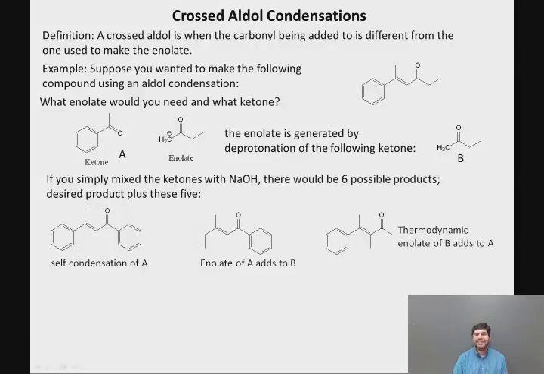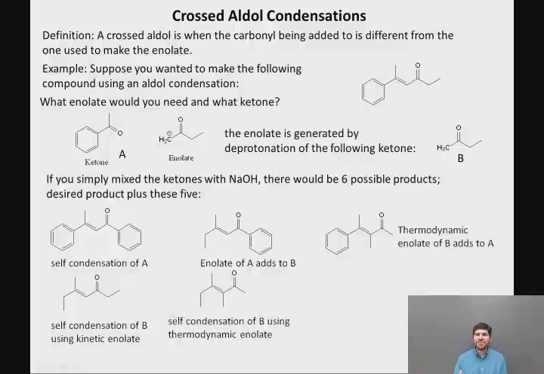Then in the case of B, since it's an unsymmetrical ketone with alpha hydrogens on either side, we can have either the kinetic enolate or the thermodynamic enolate. So this third product is what you would get if the thermodynamic enolate of B adds to ketone A. Then the fourth product is what you get through a self-condensation of B using the kinetic enolate. And then finally, this fifth product would be the self-condensation of B using the thermodynamic enolate.